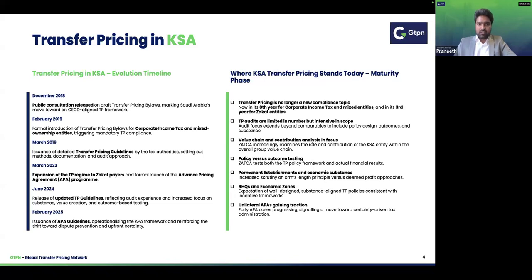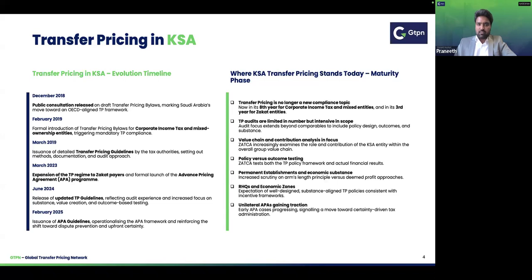So the initial framework was to cover only the corporate income tax payers and also the mixed taxpayers. In 2023, the coverage expanded to even the zakat payers. That's where there was an amendment to the TP bylaws in 2023. Also, there was a launch of the APA framework into the regulations. Then in 2024, we had revised guidelines to align with the best practices from the OECD. And in 2025, we again saw a shift from compliance to dispute prevention, wherein detailed APA guidelines were introduced.